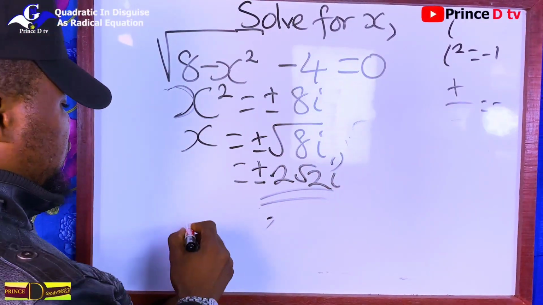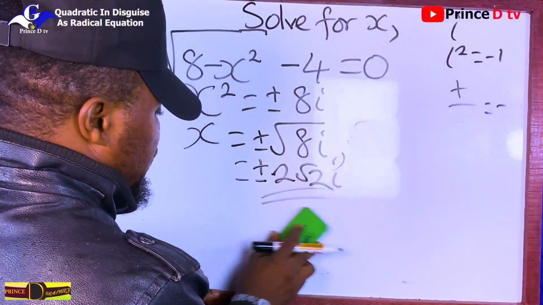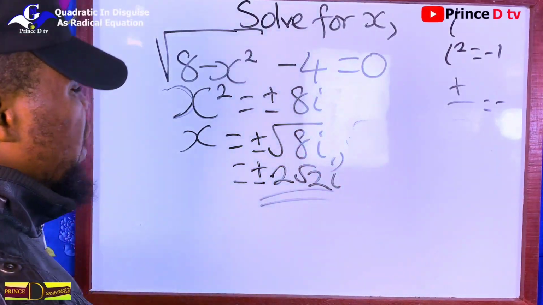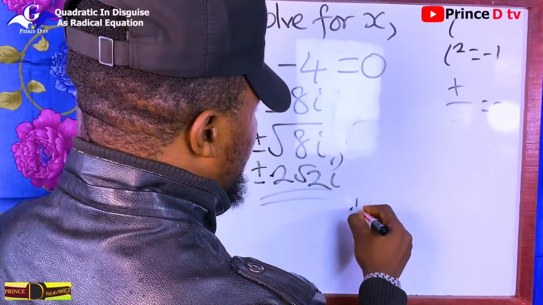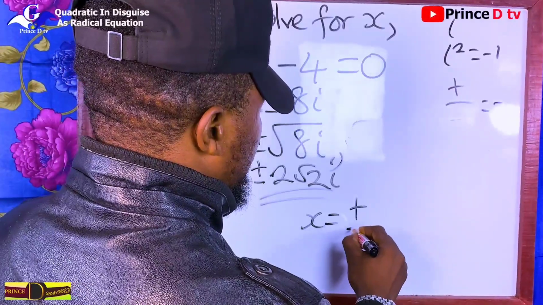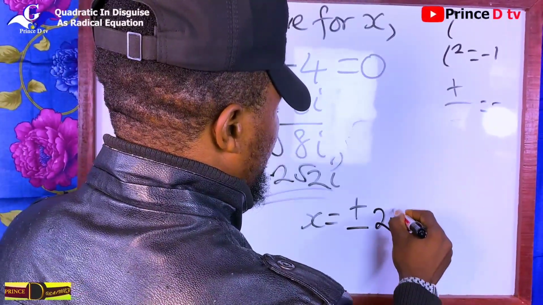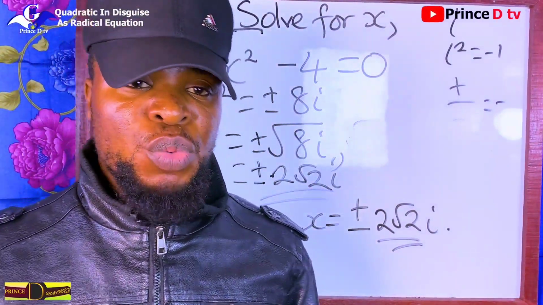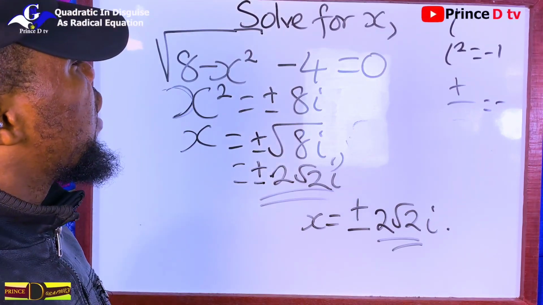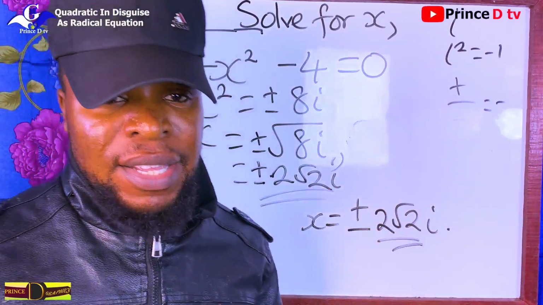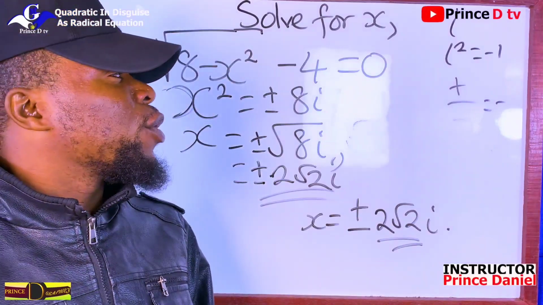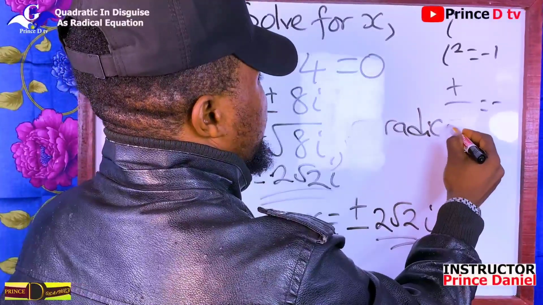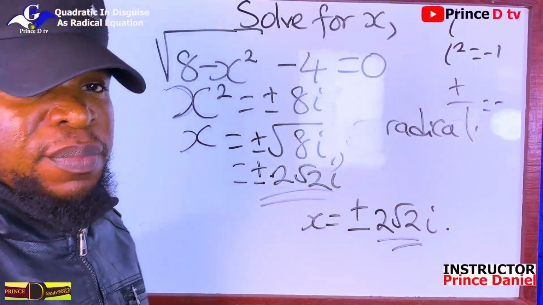So the equation square root of 8 minus x squared, minus 4 equals 0 has a solution of x equal to plus or minus 2 root 2 i. And that brings us to the end of this incredible and beautiful example of a quadratic equation in disguise, but more specifically of a radical equation. So it is more of a radical equation.